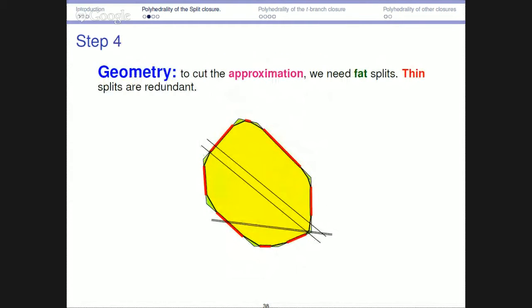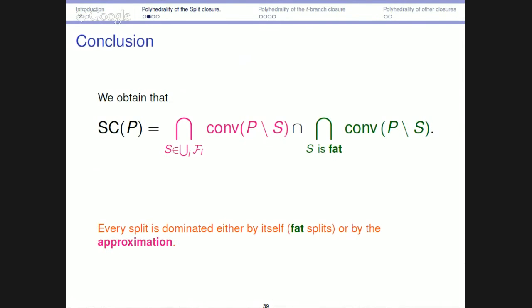Because the ones that are too thin will not cut anything in the interior, and you know that there is no split set that will cut more on the facets. So in order to obtain the split closure, you only need to add fat split sets. So at the end, this is what you obtain. The split closure, this infinite intersection, is given by the approximation, given by the split sets that give the split closure on the facets, plus the intersection of all fat splits.